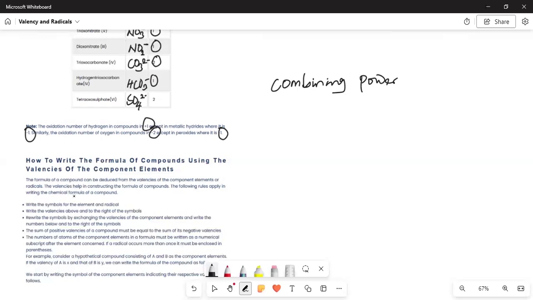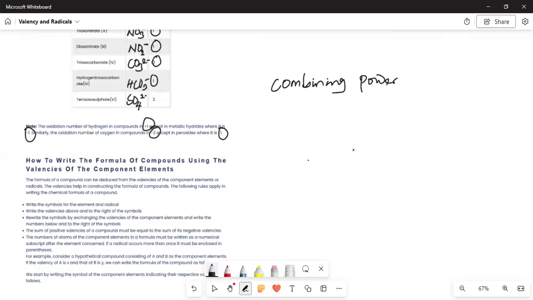The following rules apply in writing the chemical formula of a compound. First of all, write the symbol for the elements. Rewrite the symbols by exchanging the valency of the component elements and write the numbers below to the right of the symbol. And the sum of positive valencies of a compound must equal the sum of its negative valencies. And also the number of atoms of the component elements in a formula must be written as a numerical subscript after the element concerned. If a radical occurs more than once, it must be enclosed in parentheses.